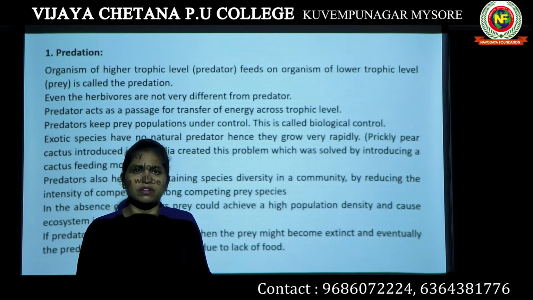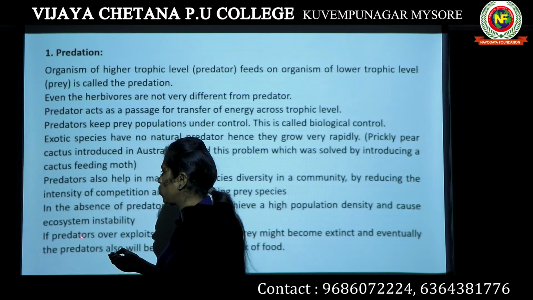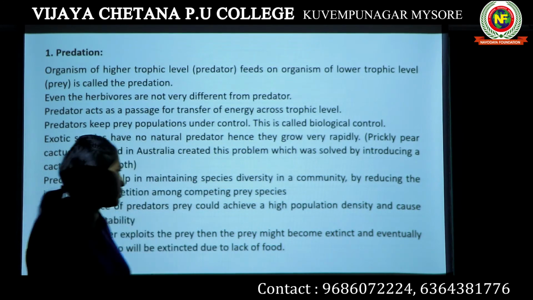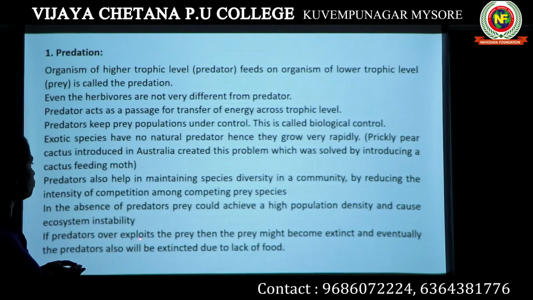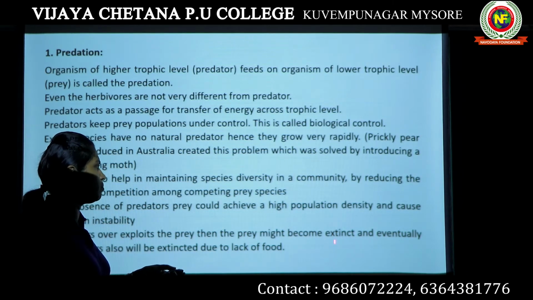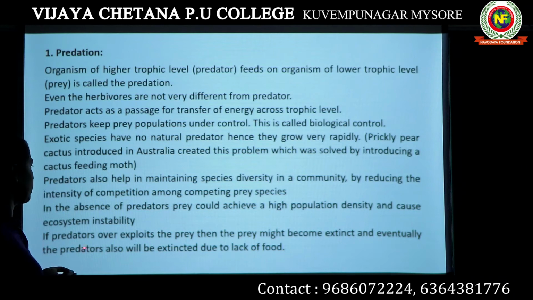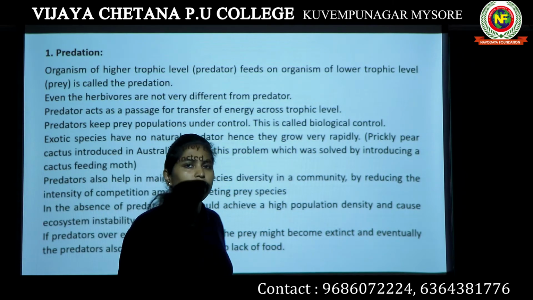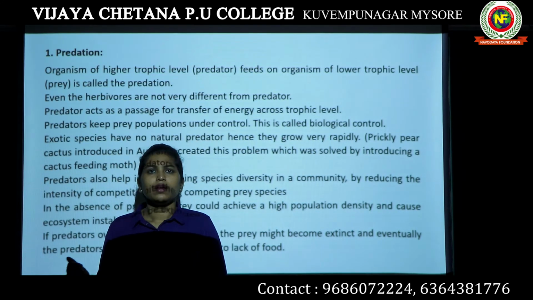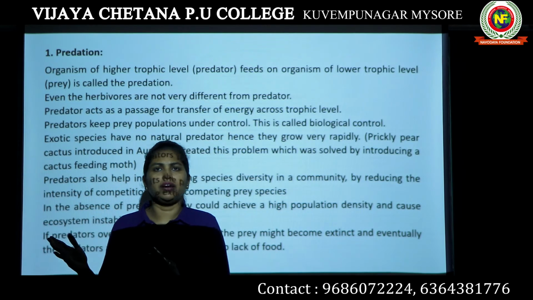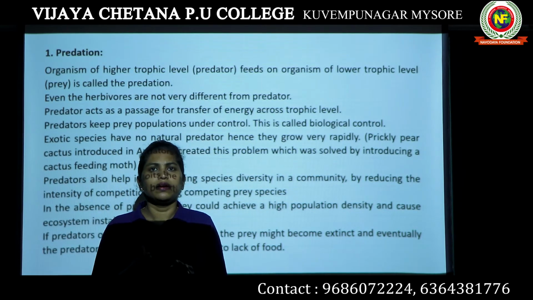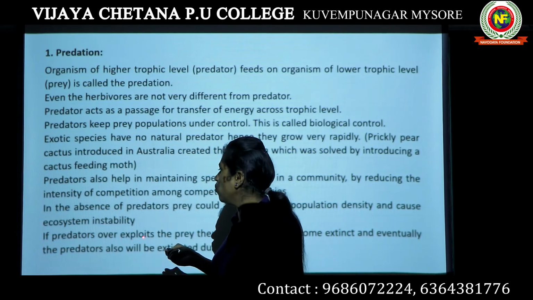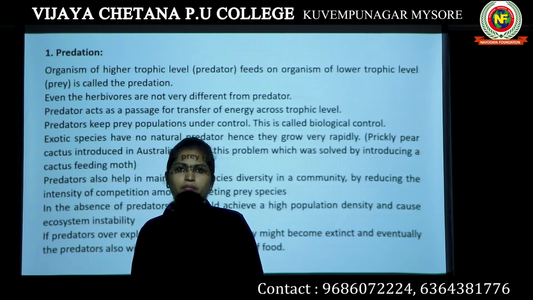Then the deer population will increase so much that there will be ecosystem instability. Our ecosystem stability will be lost. If predators overexploit the prey, then the prey might become extinct, and eventually the predators also will become extinct due to lack of food. Okay, this is also a very important point which says feeding is okay, but if the predators are feeding on the prey to a greater extent, or over-exploiting, meaning overeating.